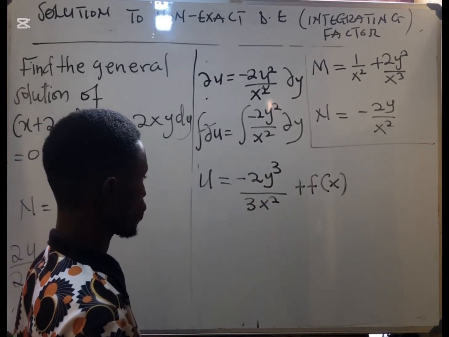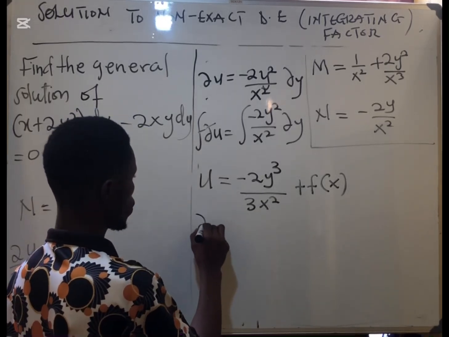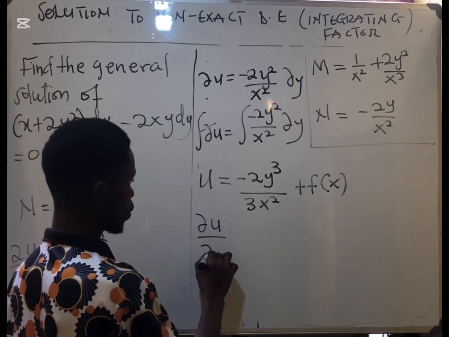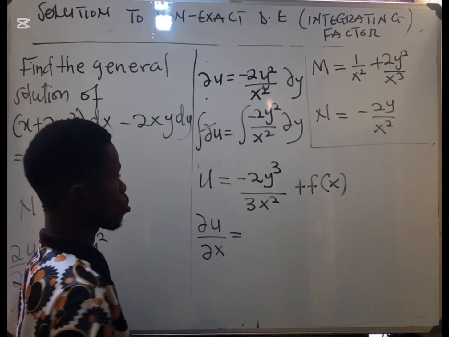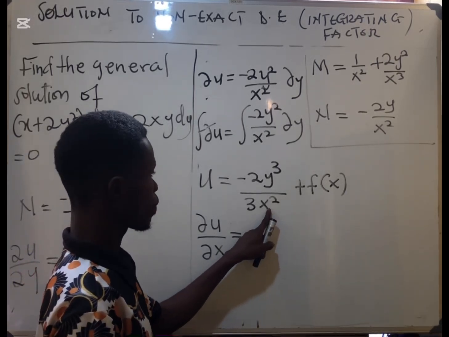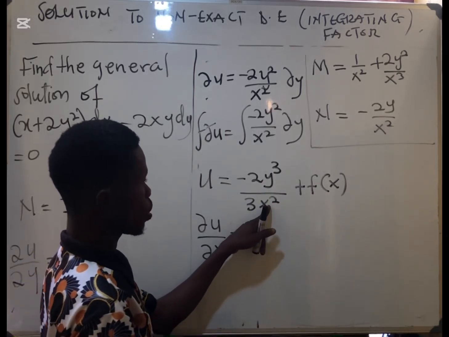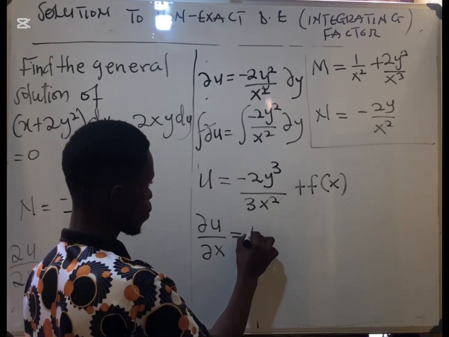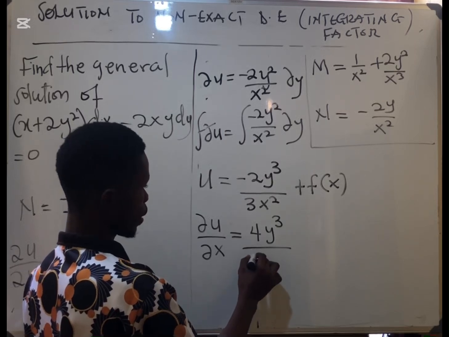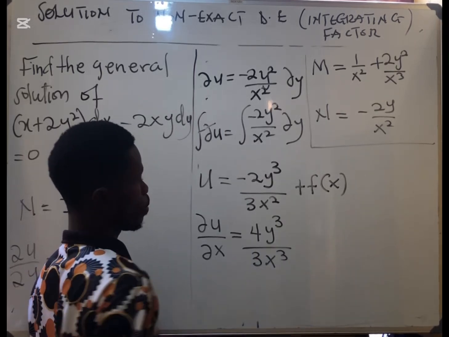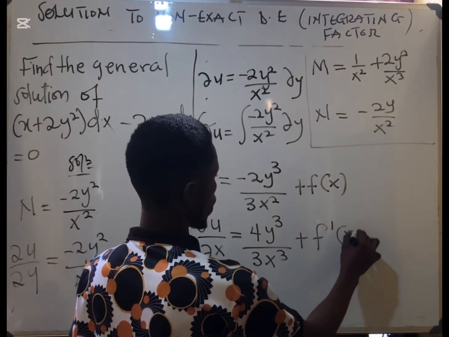Now that I have this, I have to take the partial derivative of this again. So this will give us ∂u/∂x, because this time it's in terms of x, I'll take it with respect to x, equals, so now I'm going to differentiate this one. This one will go to the top, and it becomes negative 2. So negative 2 times this will give us positive 4y cubed all divided by 3x cubed, plus f prime of x.